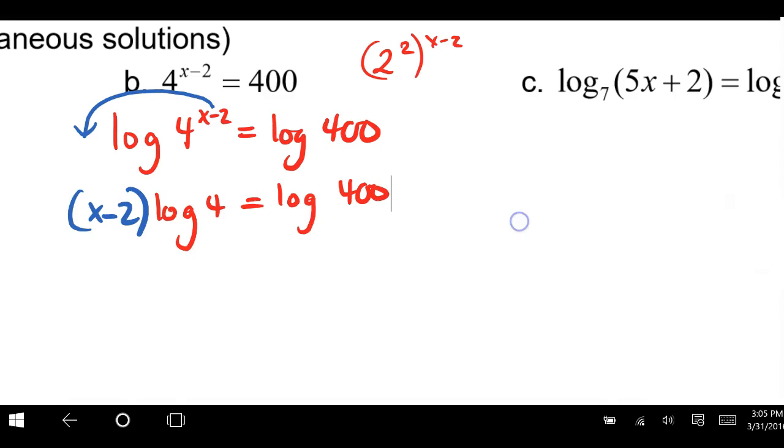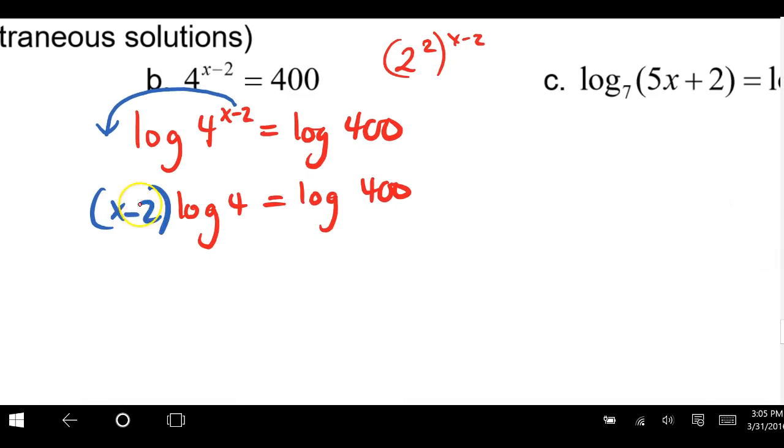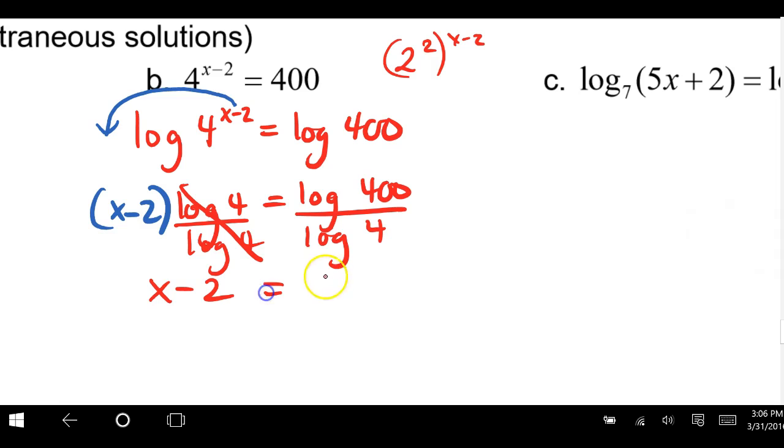And remember that my goal in any equation is to isolate x by itself. So let's see if we can get rid of this log of 4 by dividing it. Let's divide both sides. Okay, so that cancels out. And before I start figuring out what the actual value is, let's do all we can so that we can just enter the entire calculation on the calculator. So this is x minus 2 equals log of 400 over log of 4.